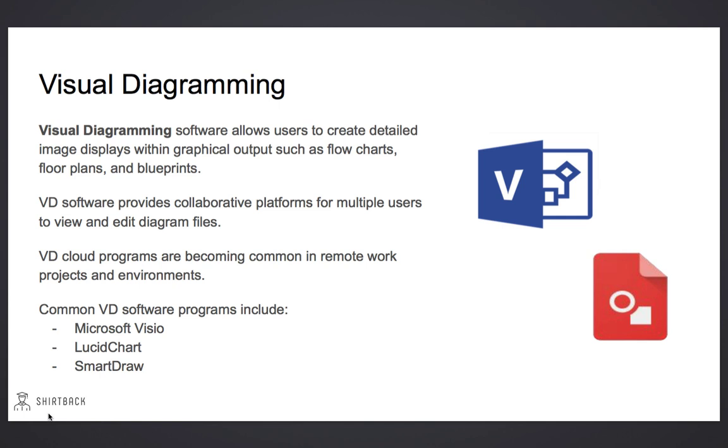Visual diagramming software allows a user to create detailed image displays within graphical output types, such as floor plans, flowcharts, and blueprints. Visual diagramming software provides collaborative platforms so multiple users can view and edit files. Visual diagramming also comes in cloud format, which is common for remote work projects and environments. Some common visual diagramming software includes Microsoft Visio, Lucidchart, and SmartDraw.